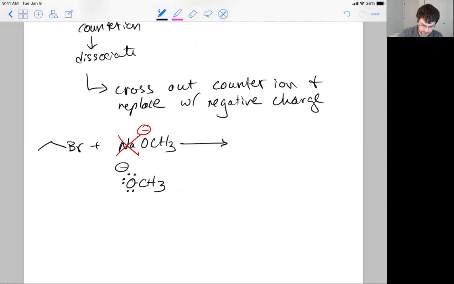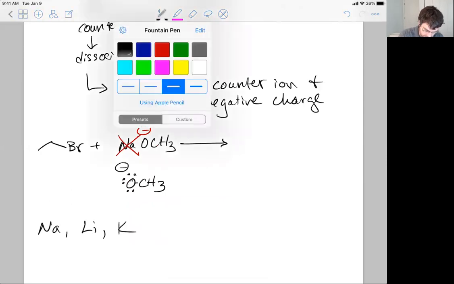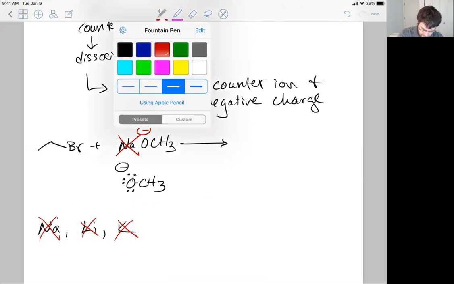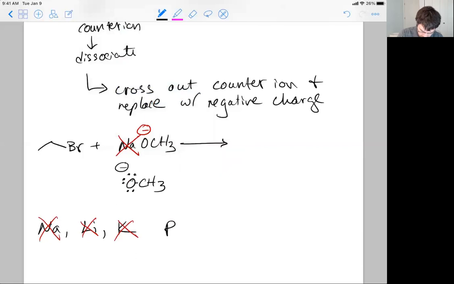And remember, I said it could be Na, lithium, Li, or potassium, which is K. If you see them, replace them with a negative charge on whatever our nucleophile is attached to. And maybe I should be consistent. It could be an R group, but let's make it Nuc.